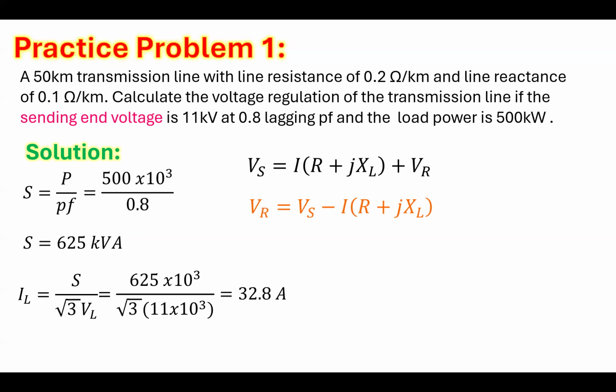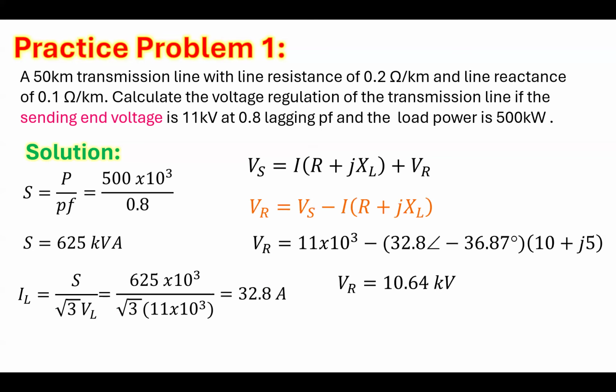I-manipulate lang natin yung equation. Then the equation will be the receiving end voltage is equals to sending end voltage minus the product of current and our impedance in complex form. So substituting all the values to our equation, this will give us 10.64 kilovolts for the receiving end voltage.